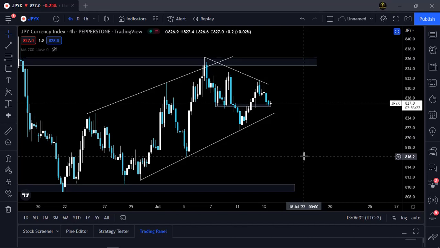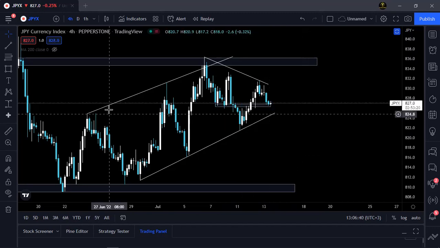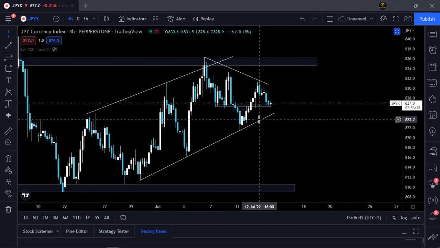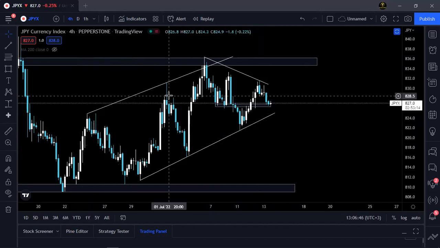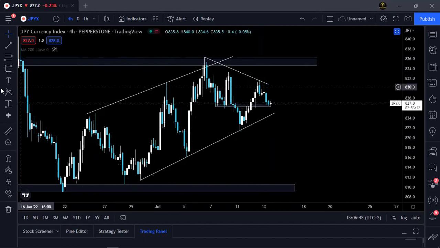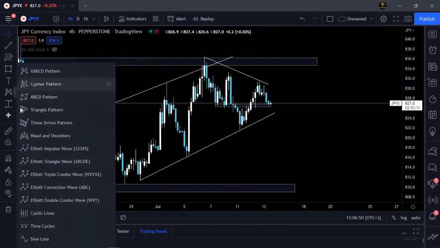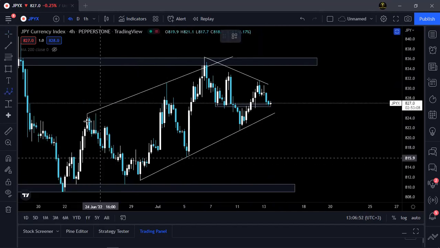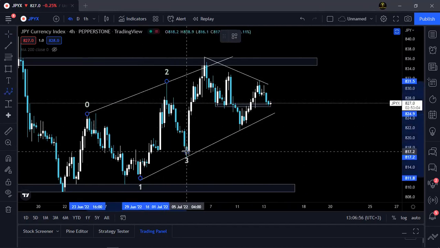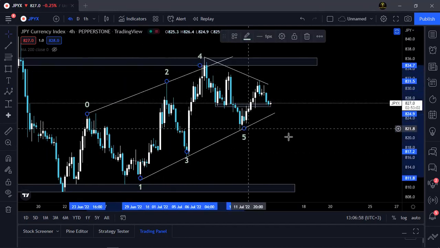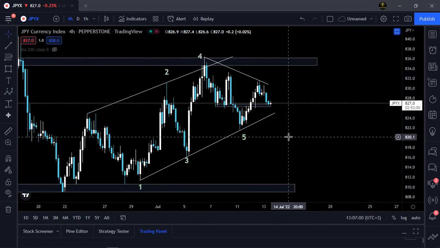So starting off with the Japanese yen, as you can see here, this is the 4 hours. You can see prices are in this ascending channel, right? It has given us a couple of retests on either side. If we start counting them out, we have 0, 1, 2, 3, 4, 5, which is the final touch of the channel.